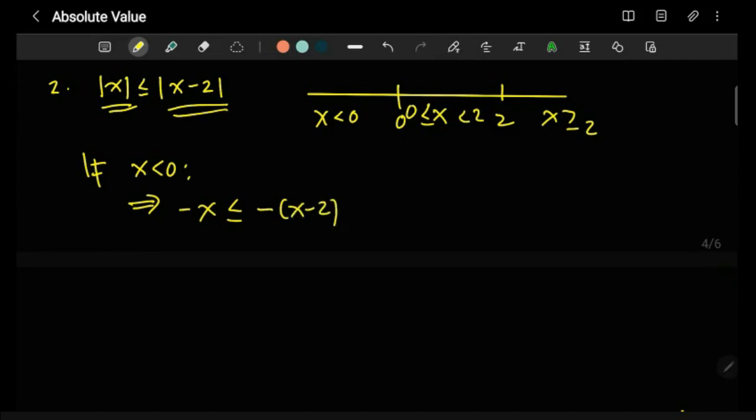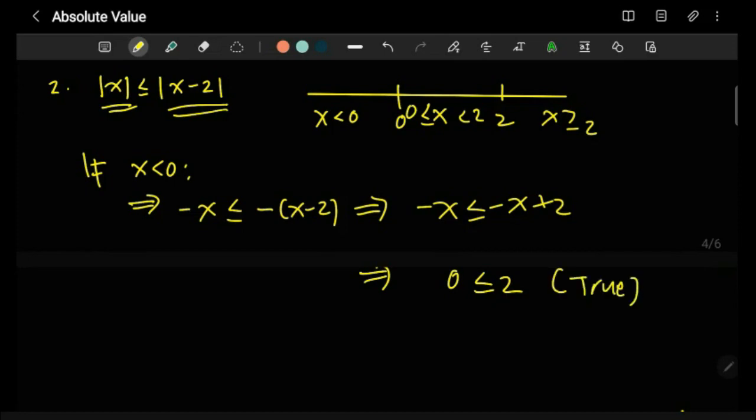Right? Which we can solve easily as, so that's negative x is less than or equal to negative x plus 2. Which means that when I transpose yung x, I have 0, 0 is less than or equal to 2. Which is always true. So meaning, any value if x is less than 0, the inequality or the absolute value is always true. So ano solution set dito? From this case, x is less than 0. Yan.